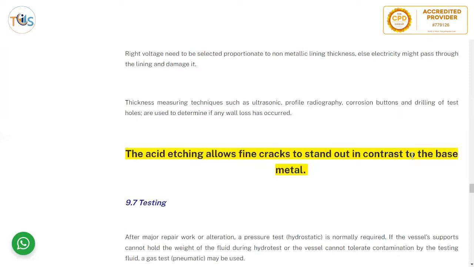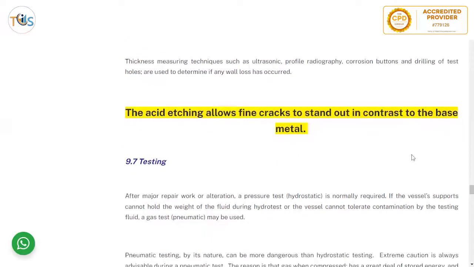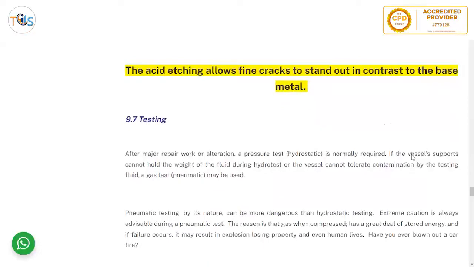Thickness measurement techniques such as ultrasonic, profile radiography, corrosion buttons, and drilling of test holes are used to determine if any wall loss has occurred. The acid etching allows fine cracks to stand out in contrast to the base metal.